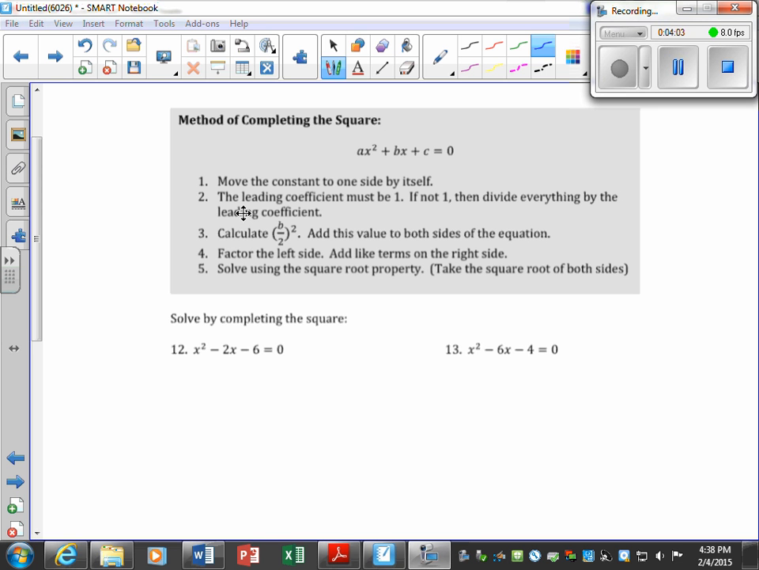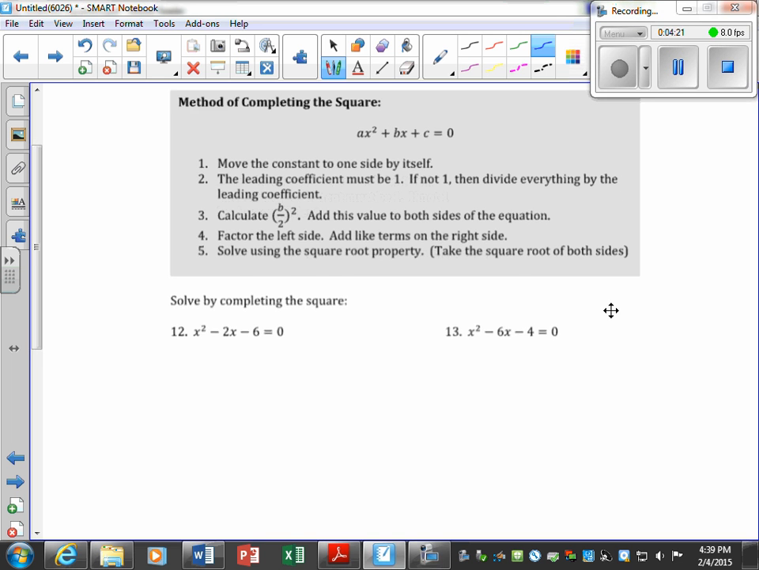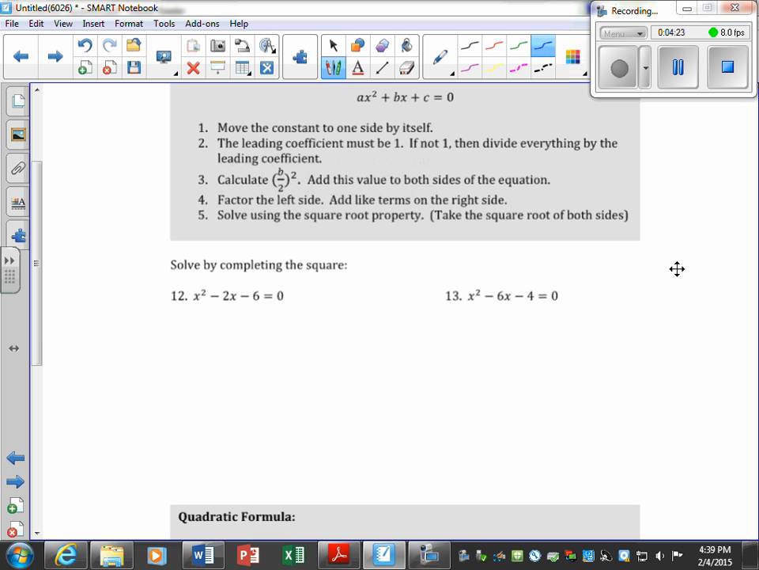And then we're going to calculate our b term, divide by 2 and square it, and add this value to both sides. We'll factor the left, add like terms on the right, and then finish by solving with the square root property. I know this seems kind of complex before we start it, but I'll keep that as a reminder just so if you get lost in the process, you can come back up here and kind of relocate where you need to be. Alright, so let's see this happen.